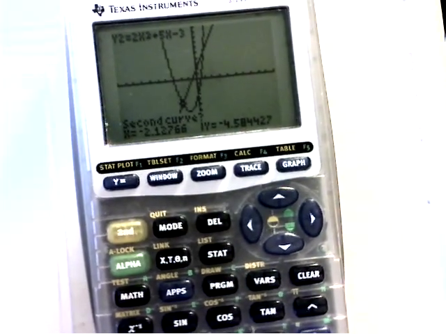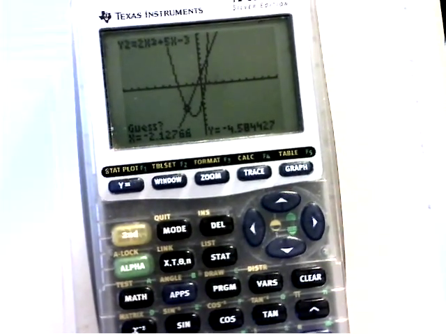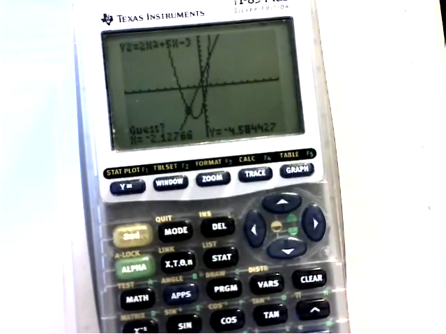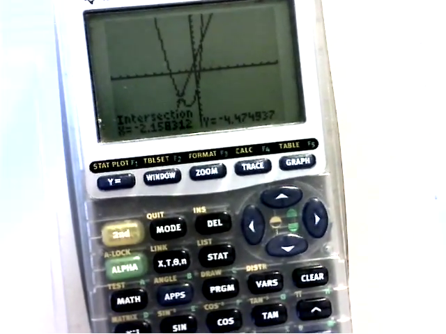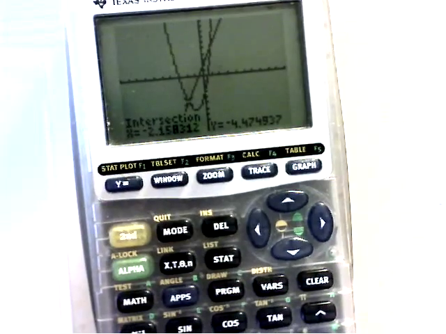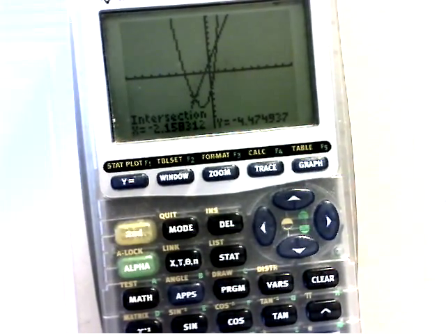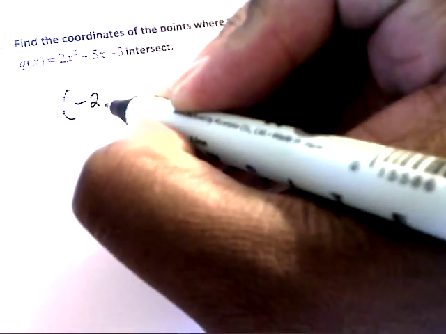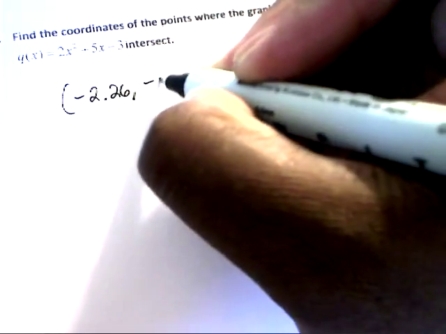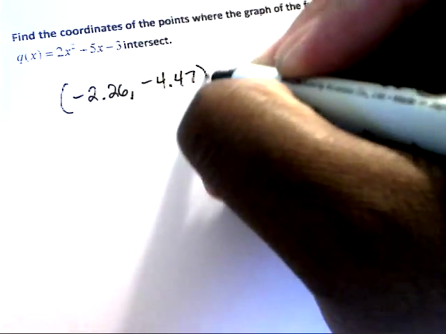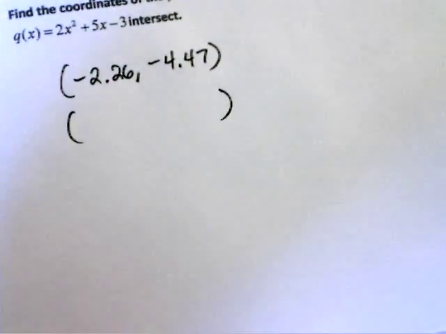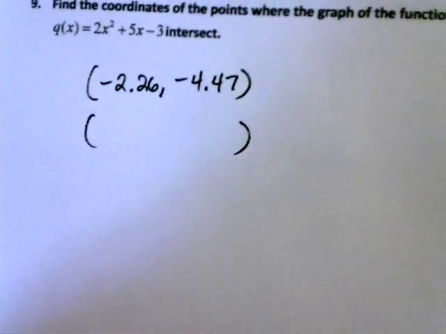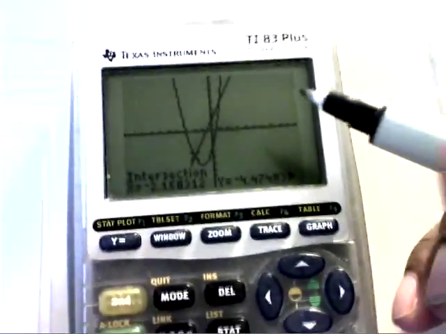And then after second curve, you can just go ahead and press enter. And then after guess, press enter. That's your first intersection. To two decimal places, it'll be negative 2.16 and negative 4.47. Okay, so that's the first point right there. Now let's find the second intersection.